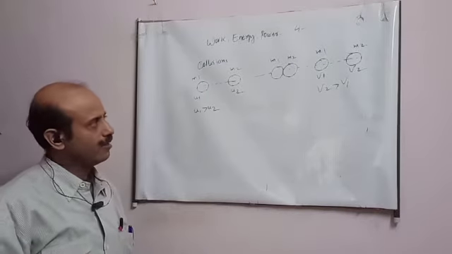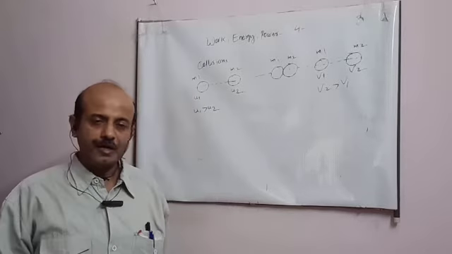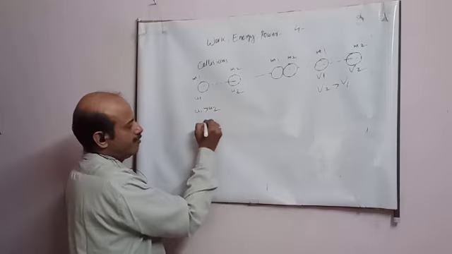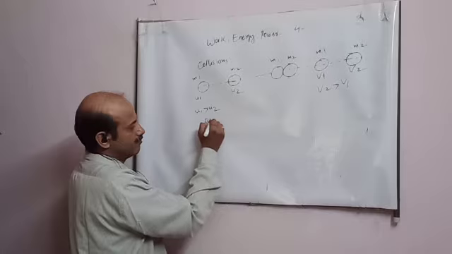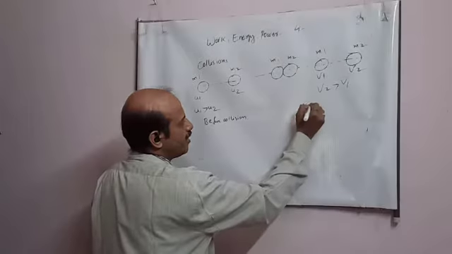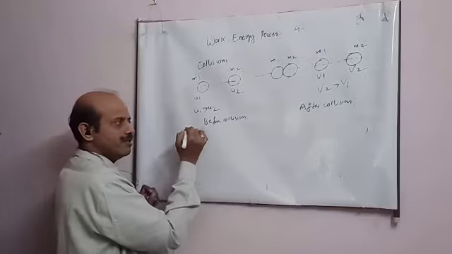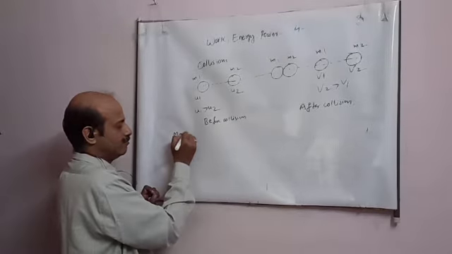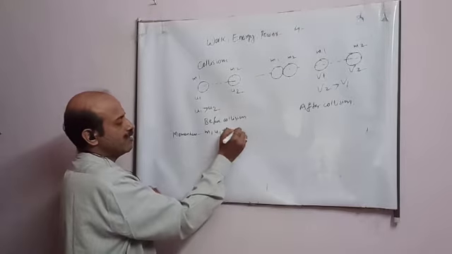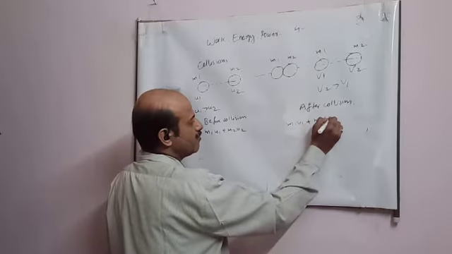This is what happened. Now student, three quantities you will consider: momentum, kinetic energy, and total energy. Momentum, student, before collision and after collision. Before collision, the momentum is m1 u1 plus m2 u2. After collision, how much is the momentum? m1 v1 plus m2 v2.